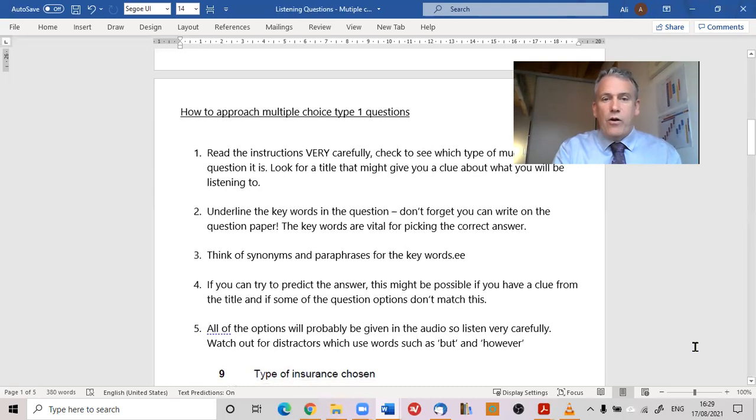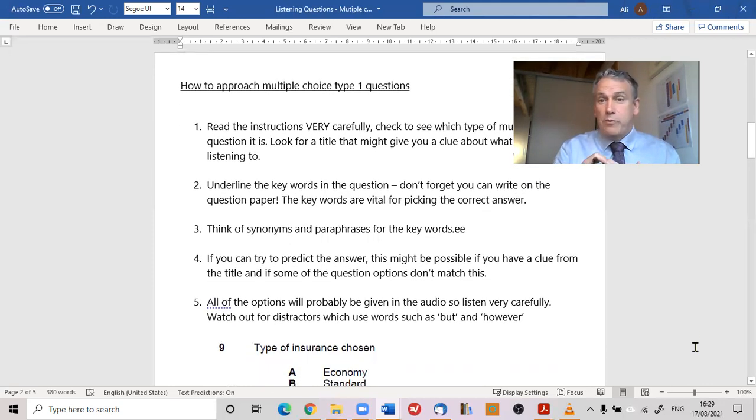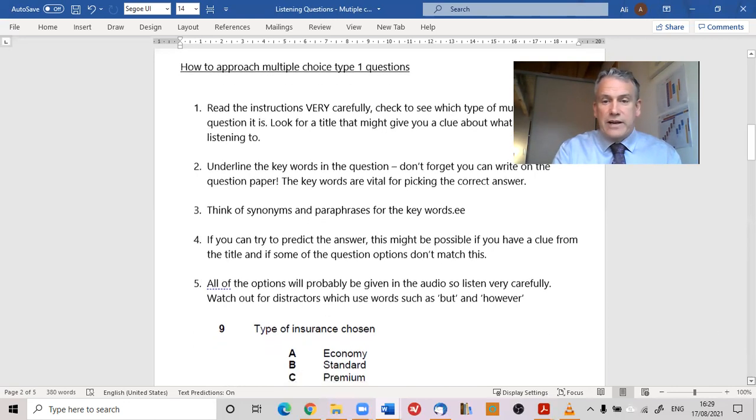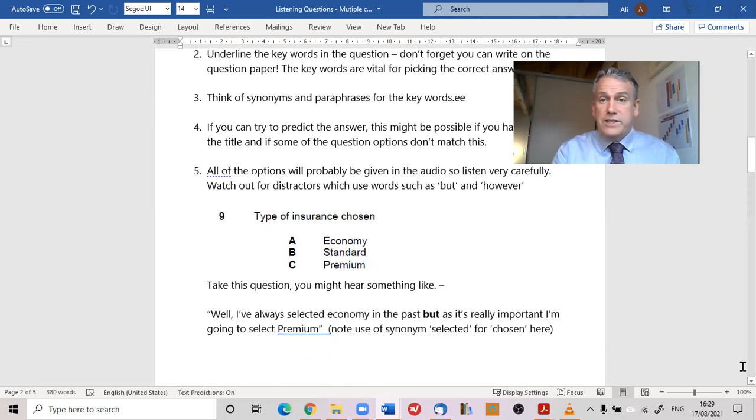Another point is all the options in the multiple choice will probably be given in the audio. So listen very carefully for distractors. Distractors typically use words such as but and however. I've got a little example of a distractor for a type 1 multiple choice question here.